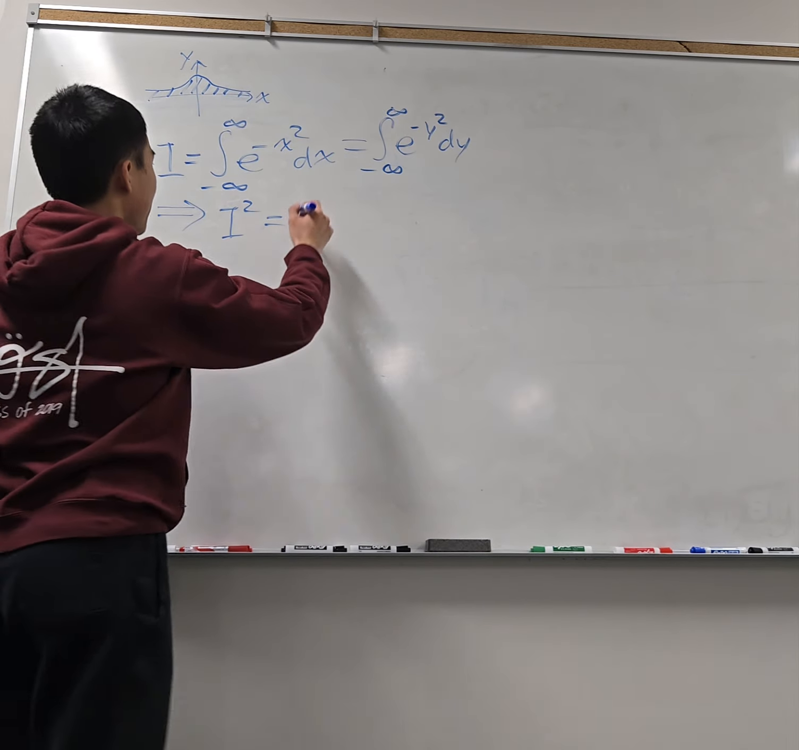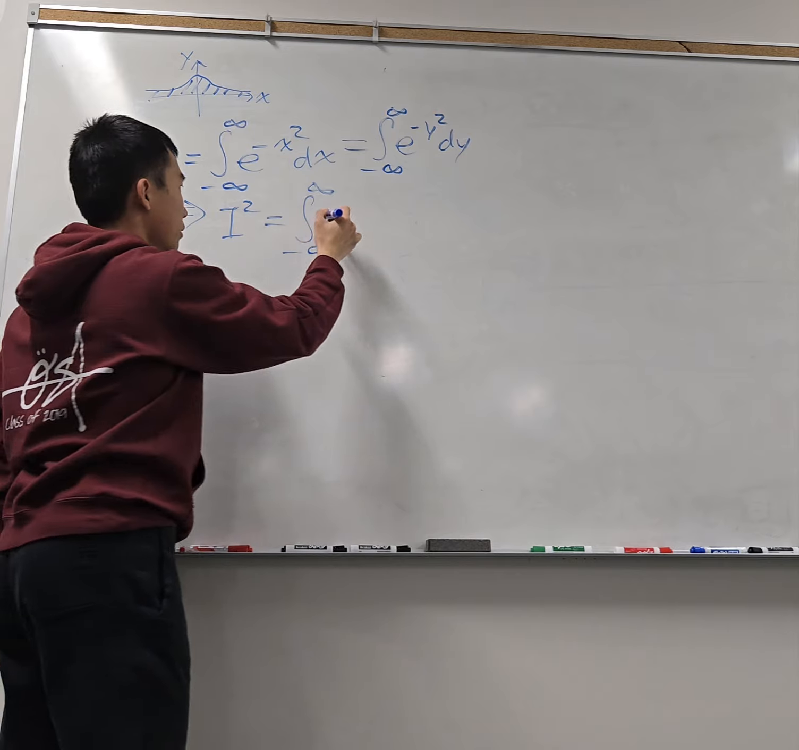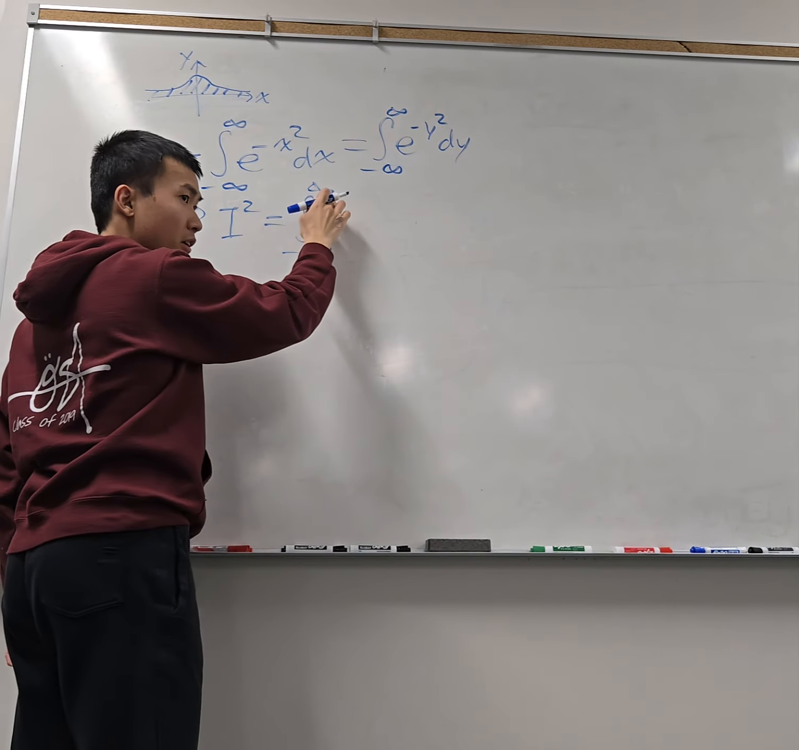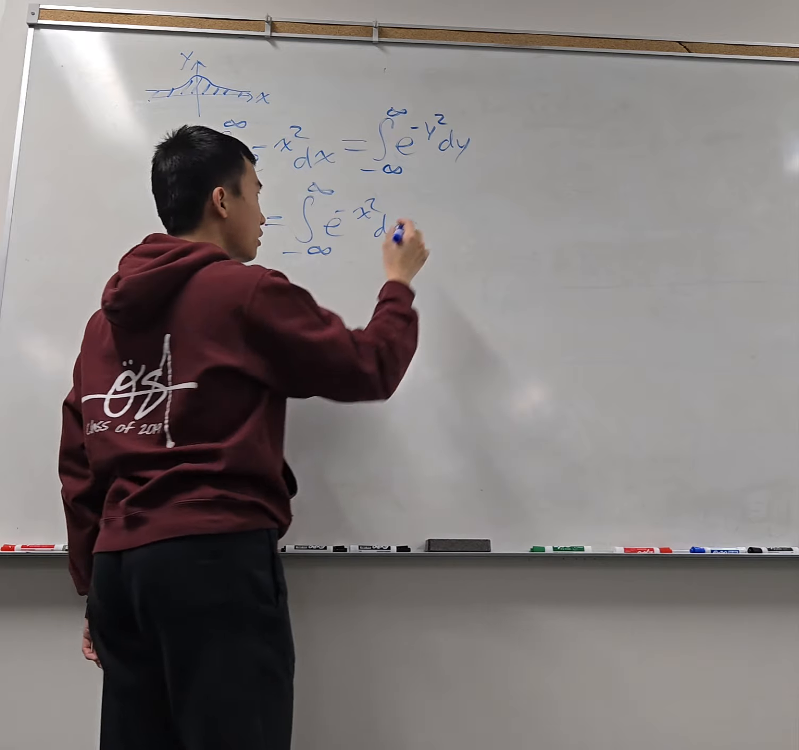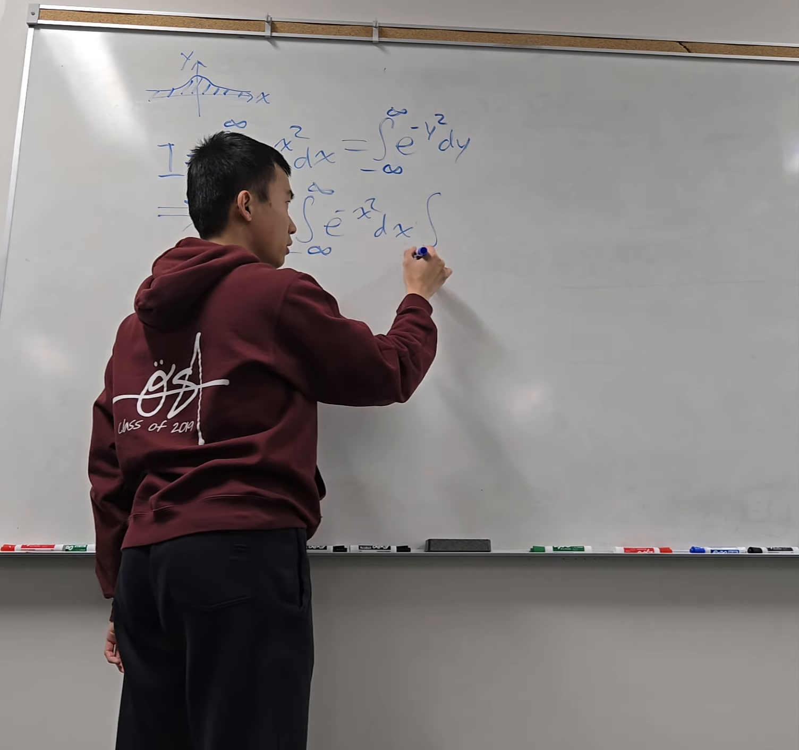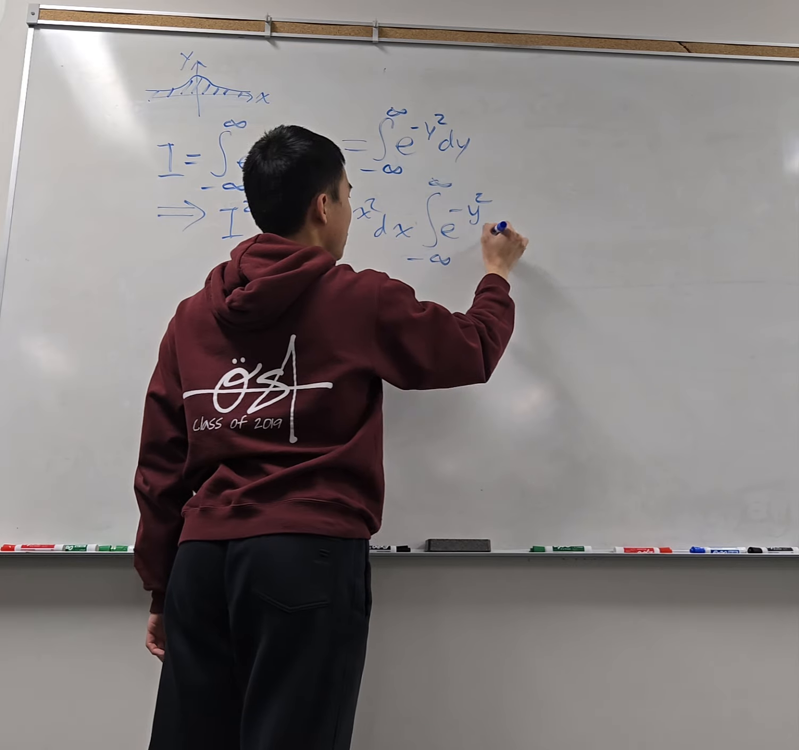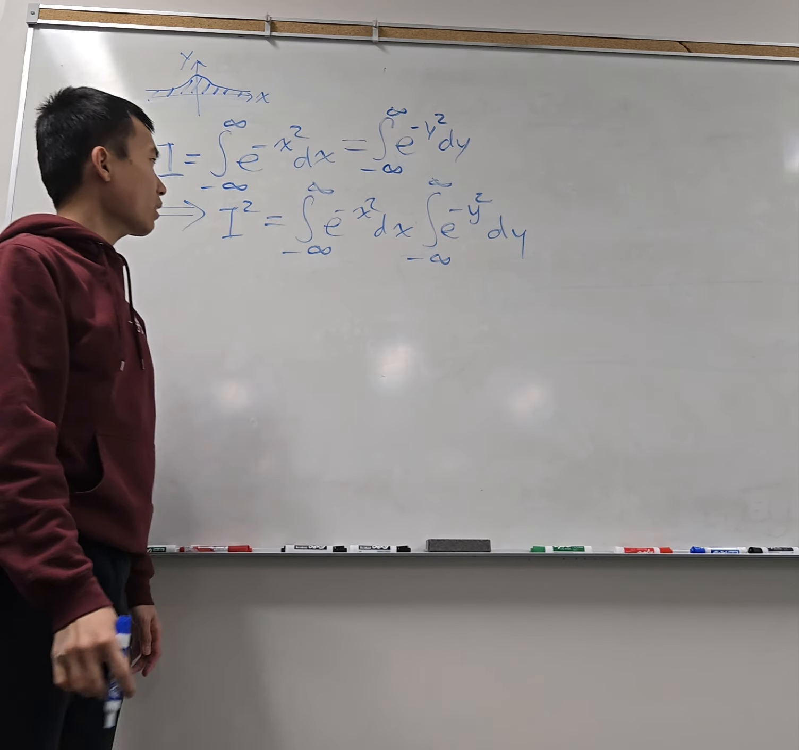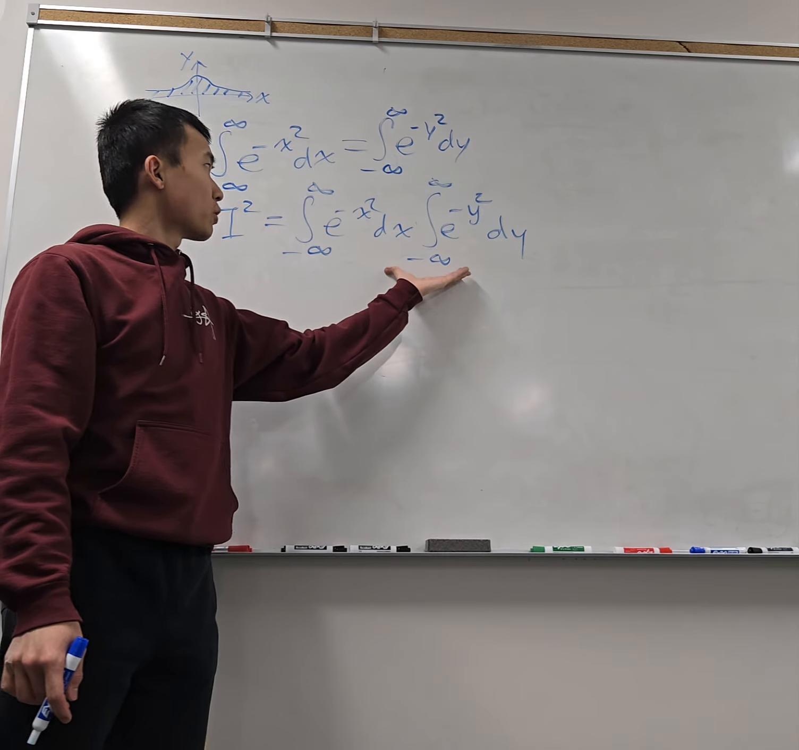I can rewrite one of those I's as the improper integral from negative infinity to infinity e to the negative x squared dx, and the other I as the improper integral from minus infinity to infinity e to the negative y squared dy. And this gets us into the three-dimensional realm.